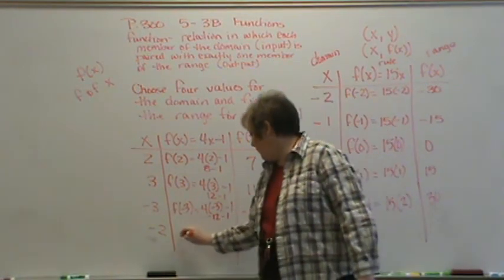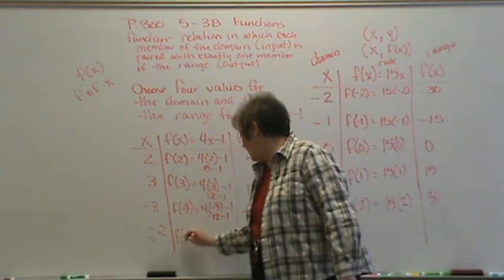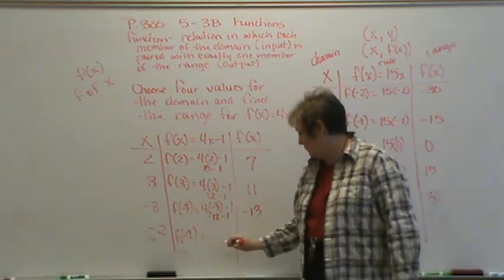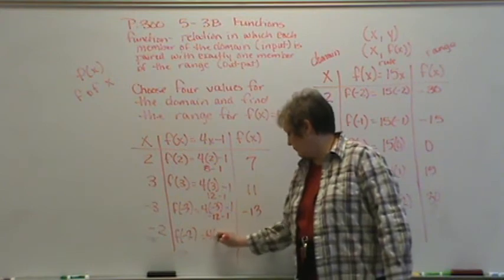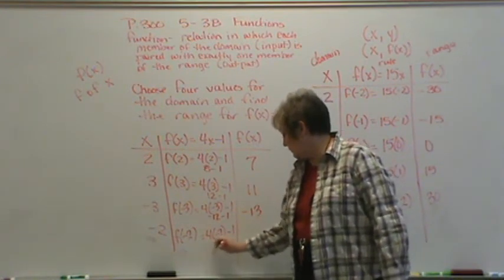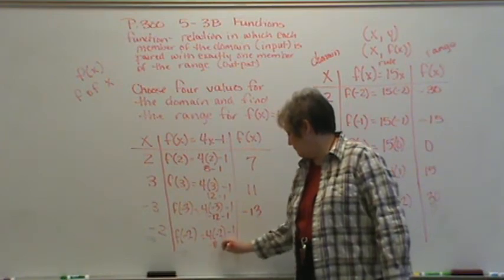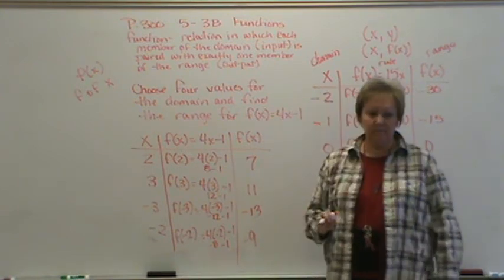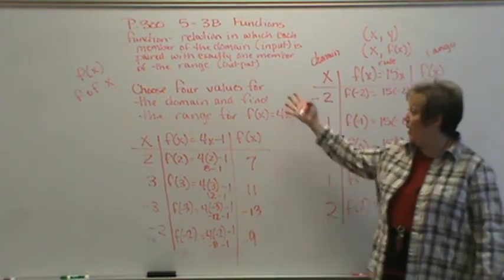So we've got f of -2 as our last. Okay, tell me what to do here. You'll do 4 times -2 minus 1. And that is? Negative 8, and it'll be minus 1 equals -9. Okay. Now we've done as directed.